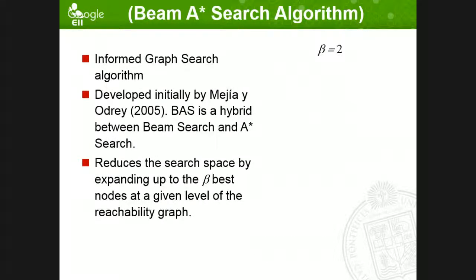Now, I'm going to present some of the results of my research. Basically, we have to put some limit on the state expansion. What I do is a hybrid between two very common algorithms, the beam search algorithm and the A* search algorithm. The beam search only expands up to, in this case, beta nodes on the reachability graph at each level. And the A* search is an informed graph search that expands the nodes according to the total cost criteria.